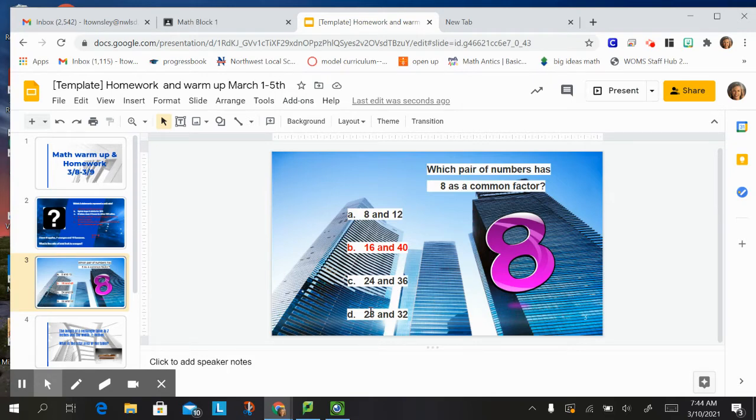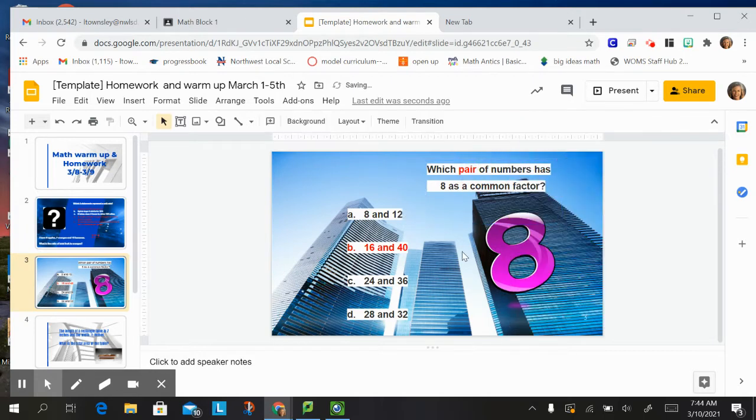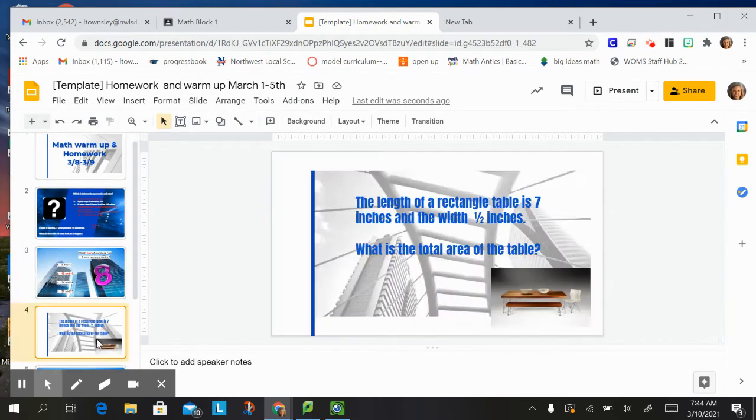Right? Then here's D, 28 and 32. Well, 8's a factor of 32, right? But not 28. And I think the thing that they're hinting towards is this, which pair? This right here where it says this pair of numbers has a common factor. So a pair is 2. So both numbers have to be a factor of 8. So it would be B. Okay. All right. That's that one.